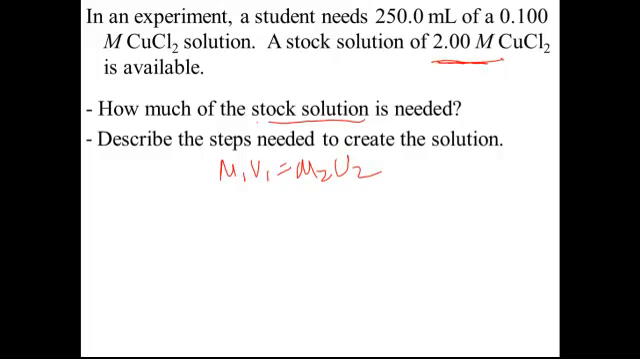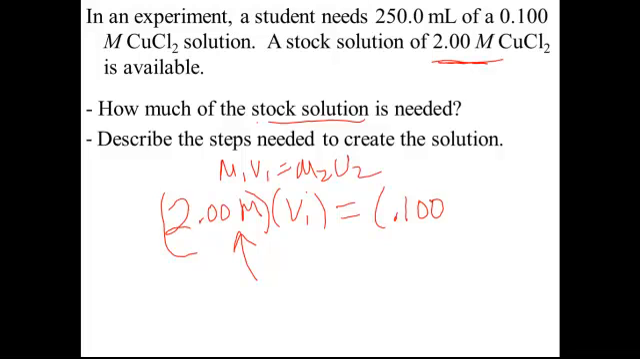Our initial concentration is 2 molar. Our initial volume is what we're looking for. How much of this stock solution do we need? Our final concentration we want to be 0.100 molar, and we want 0.250 liters of it. So now to get V1 by itself, again, we're going to divide by 2. So 0.1 times 0.250 divided by 2.